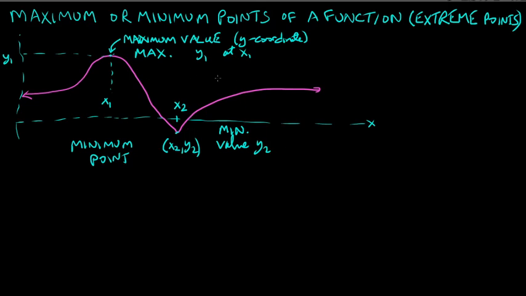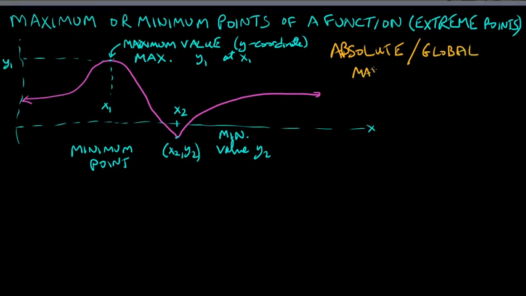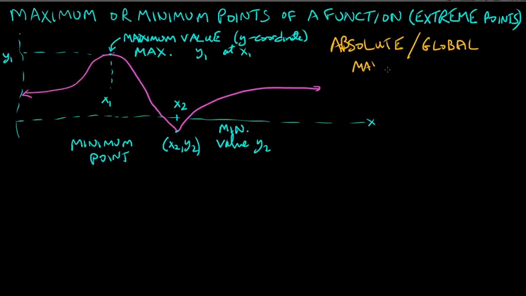So this is the maximum value up here, and the minimum value down here. So maximum value is y1, minimum value is y2. These are also called absolute or global maximum and minimum values.